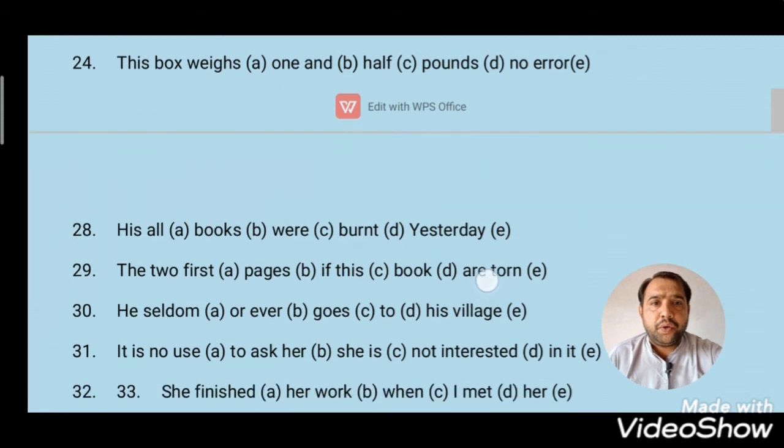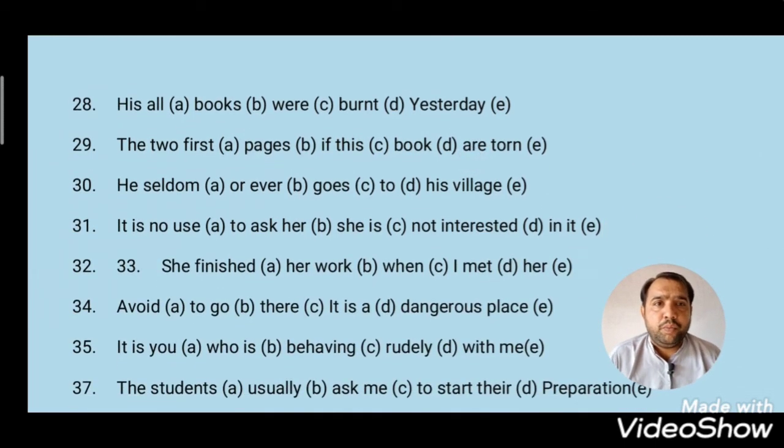According to number 28, his all books were burnt yesterday. Here we have to exchange the position of two words, his and all. So here we should say all his books, not his all books, but here we have to say all his books were burnt yesterday. According to number 29, the two first pages of this book are torn. Here we should say that the first two pages of this book are torn.